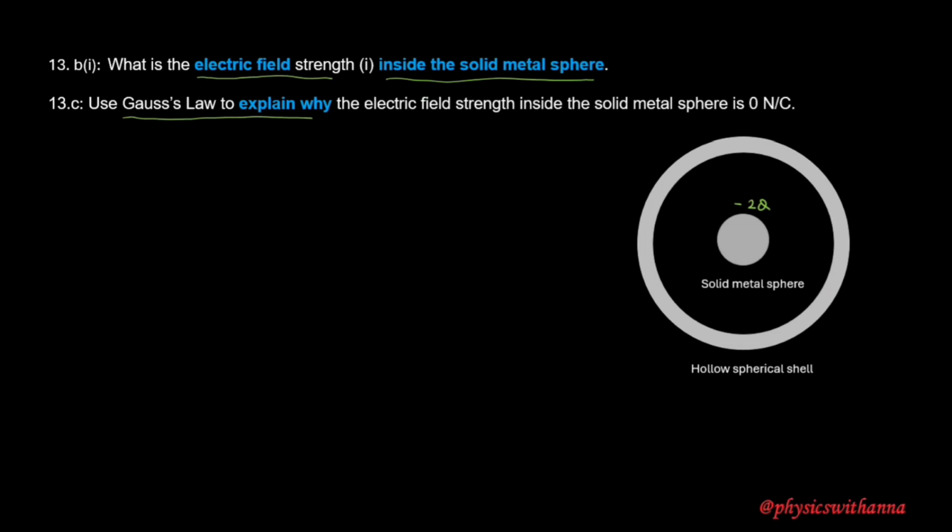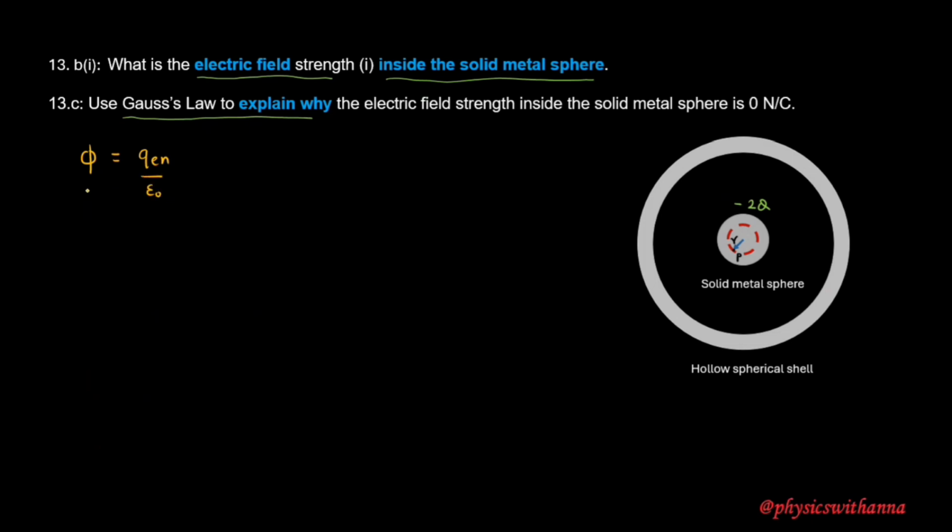So let us take a point P, which is at a distance r from the center of the sphere. I will call this point P, and the distance of point P from the center is r. And since we need to apply Gauss's law, we are going to construct a spherical Gaussian surface passing through point P. We know from Gauss's law, the flux through any closed surface is numerically equal to the charge enclosed by the surface over epsilon naught.